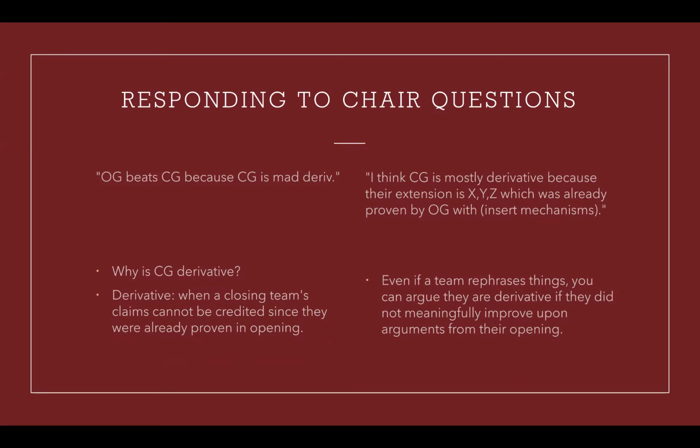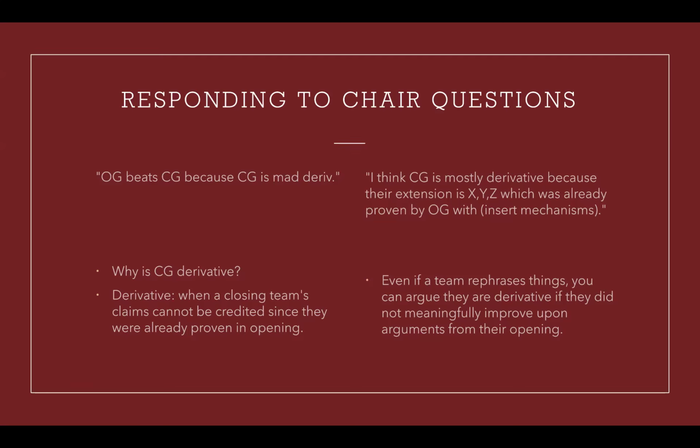Something that you also shouldn't say: OG beats CG because CG is mad derivative. Why is CG derivative? So derivative is kind of just when a closing team's claims can't really be credited because they are already proven in open. So even if CG comes up and says the exact same things as OG, or very similar things as OG, you probably shouldn't say anything on the left because again, sure, so what?